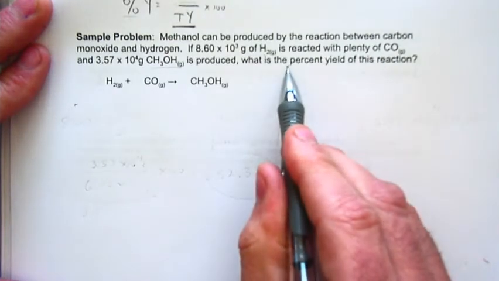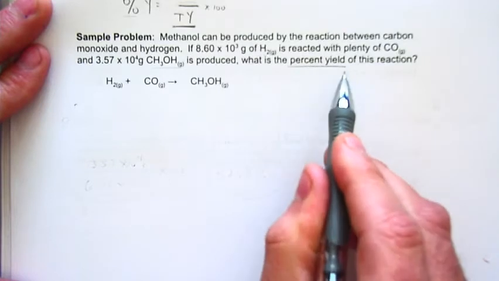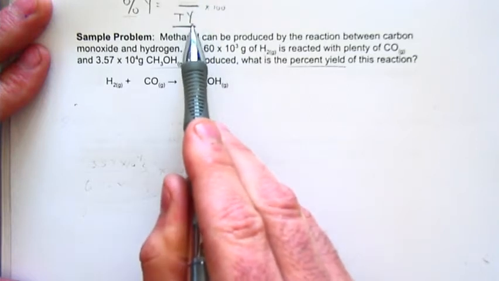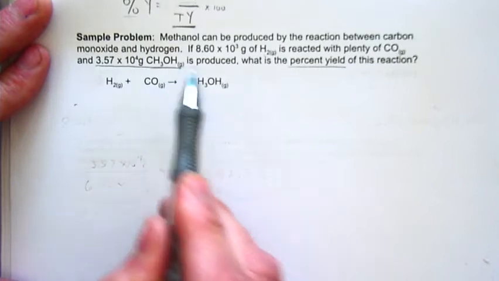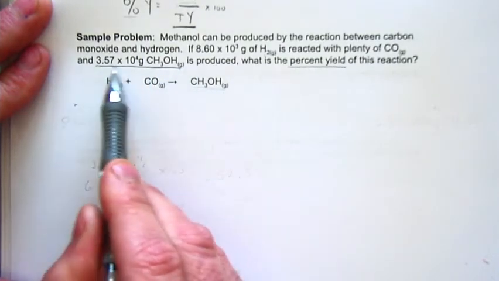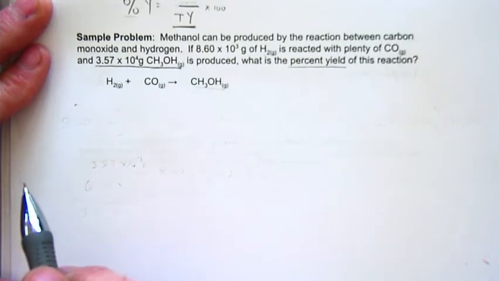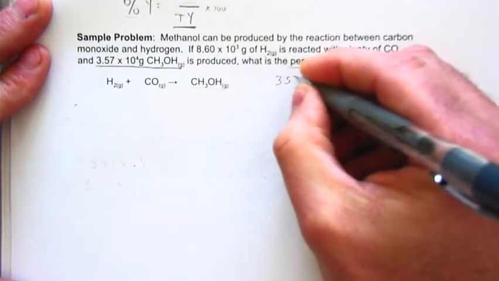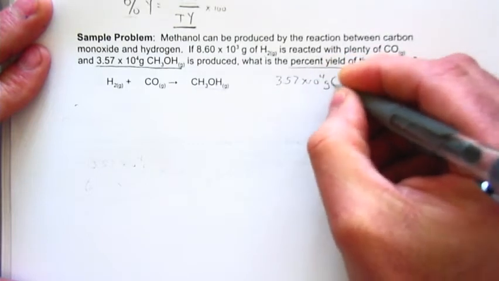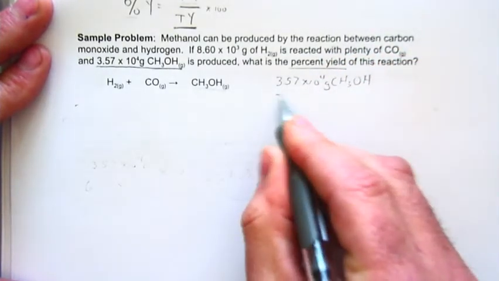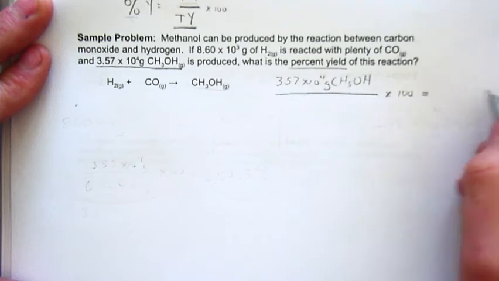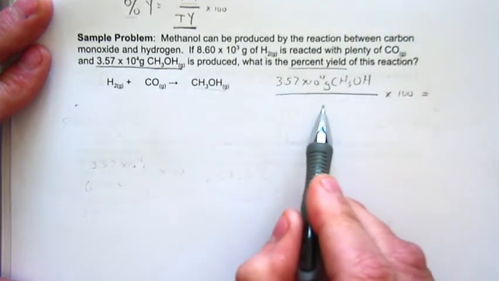So, since this question asks for the percent yield, we know that they give us the actual yield. And since yield means product, the fact that they give us the amount of a product means that this is the actual yield. So, we know that actual yield, 3.57 times 10 to the fourth grams of methanol, divided by the theoretical yield times 100 will equal the percent. We now need to calculate the theoretical yield using stoichiometry.